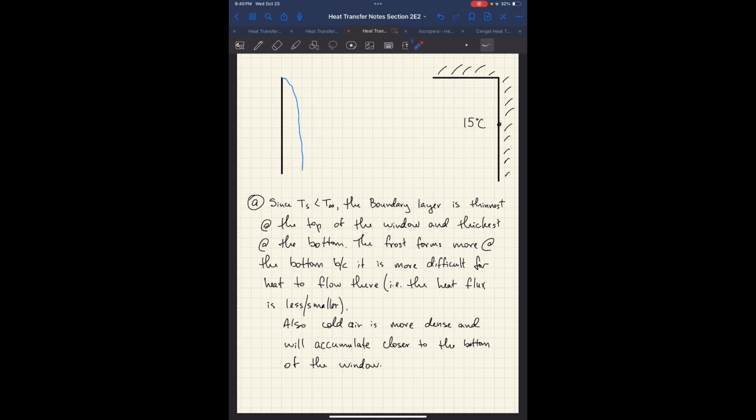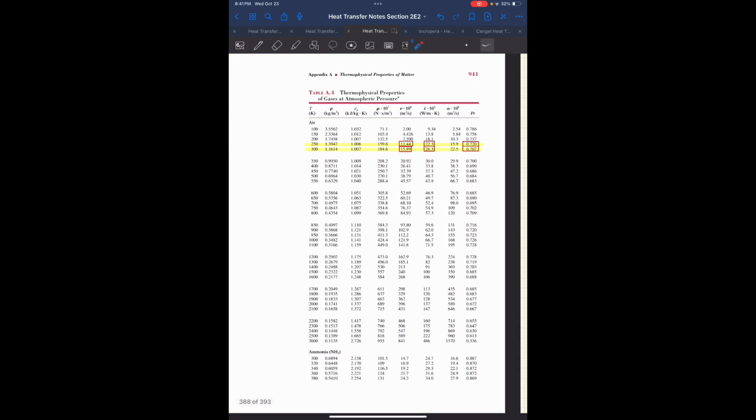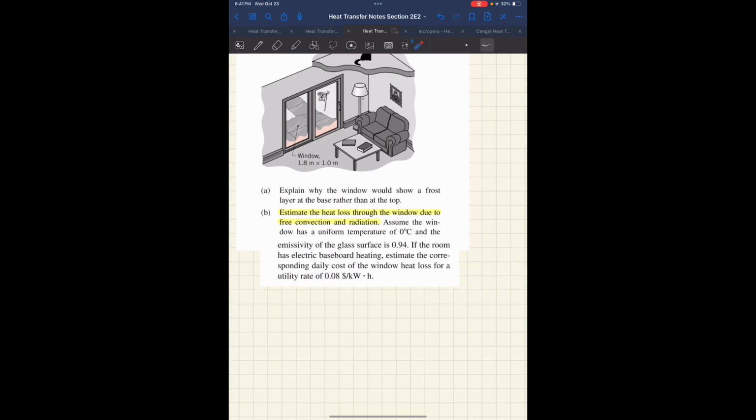Okay, the boundary layer here near the end is going to be thicker, and it's going to be more difficult for heat to flow. Again, the cold air is more dense and accumulates at the bottom of the window. So both these ideas are related. The formation of the boundary layer has to do with the fact that the hot air is rising and the cold air is tending to sink to the bottom. Okay, that's part A in a nutshell.